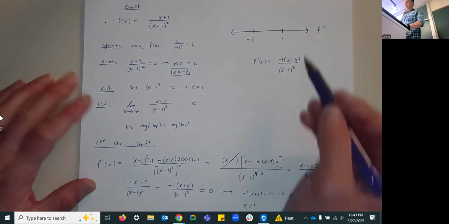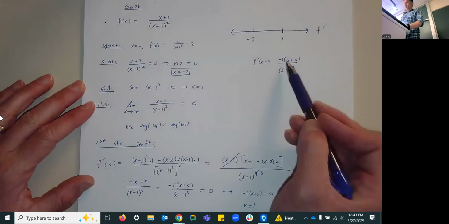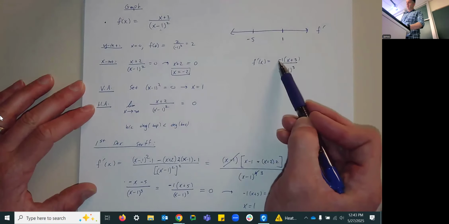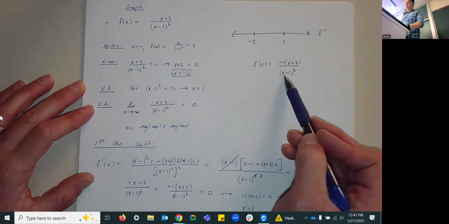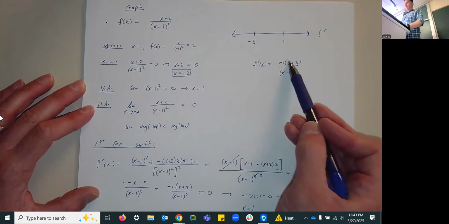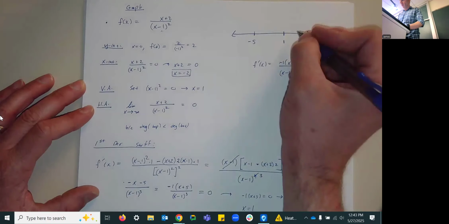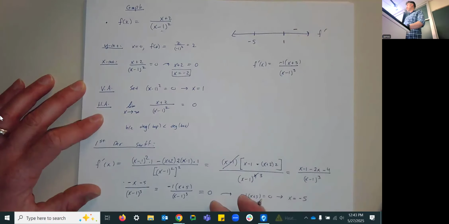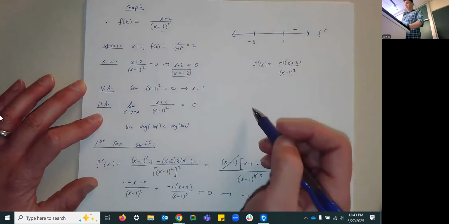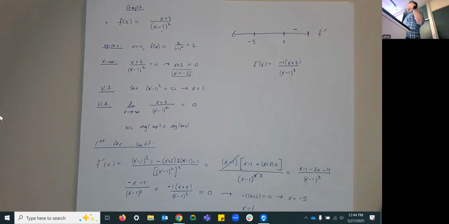So when I pick x equal to 2, I'm like, cool, 2 plus 5 is positive, times negative 1 is negative, and 2 minus 1 is positive, so I have a negative divided by a positive, which is going to be negative overall. Between 1 and negative 5, I'm going to pick 0. I almost always pick 0. If 0 is a choice, it's usually a good choice.